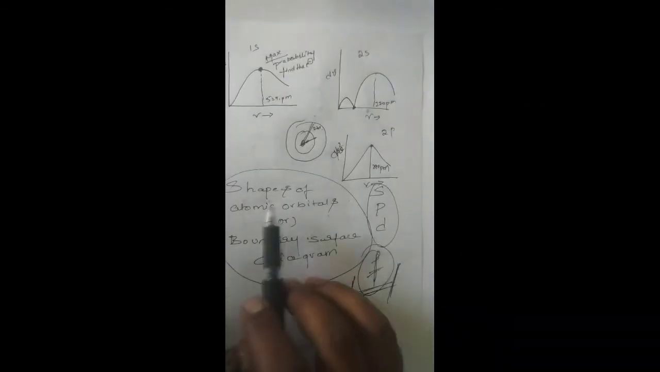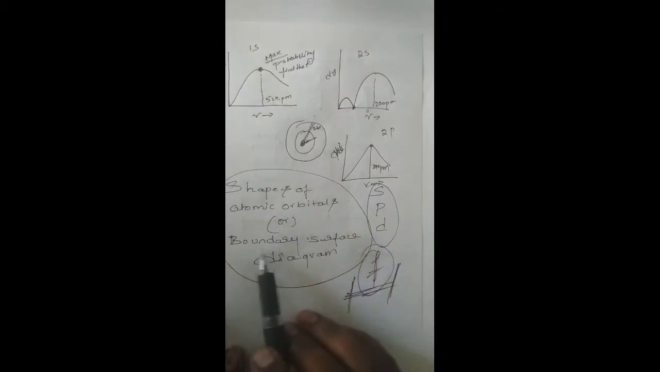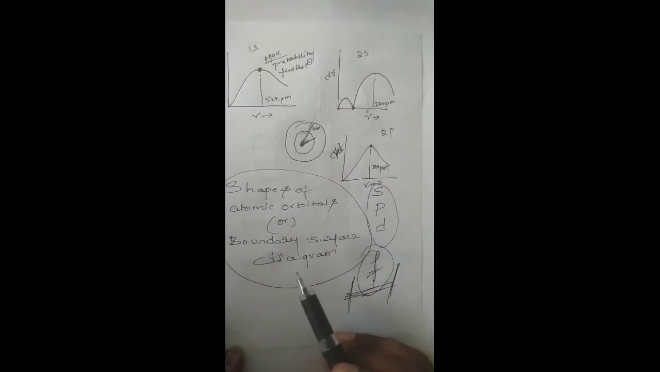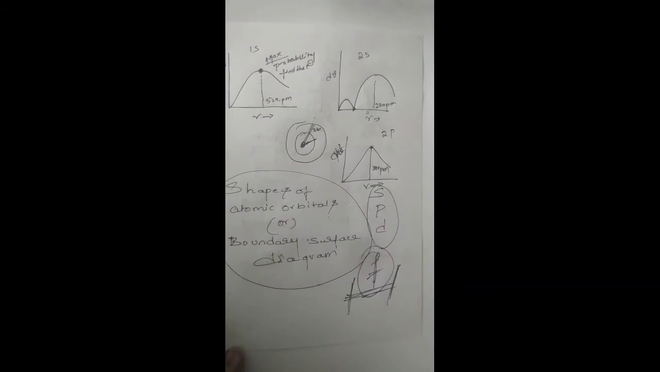Next we are going to talk about the shapes of the atomic orbitals, or boundary surface diagrams.